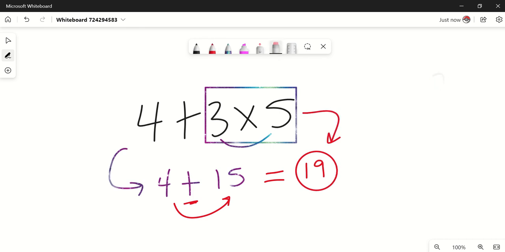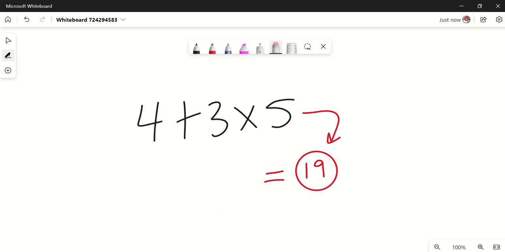Now notice that I'm calling it an expression. It's not an equation. An equation needs an equal sign. Since this does not have an equal sign, this is an expression.